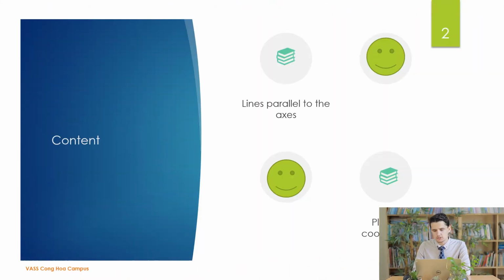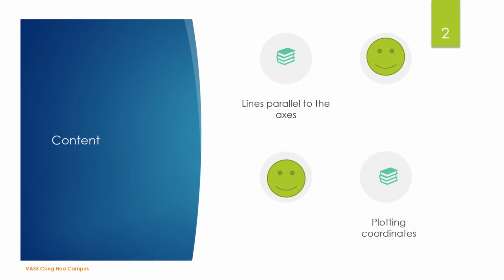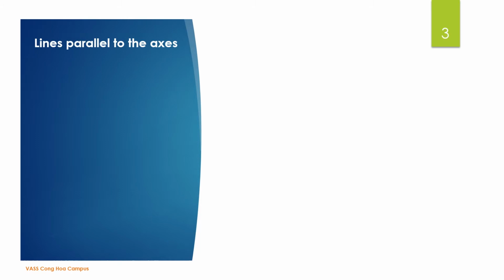So, we are going to learn about parallel lines to the axis, and we are going to do an extra exercise with plotting coordinates. Let's start with the first one, parallel lines to the axis. What are those parallel lines?